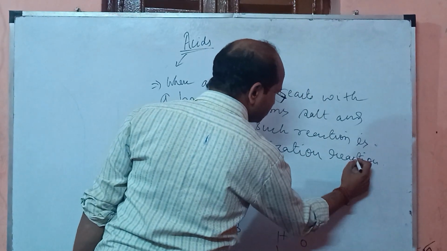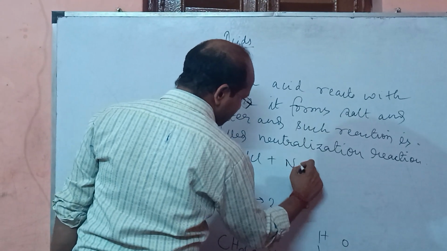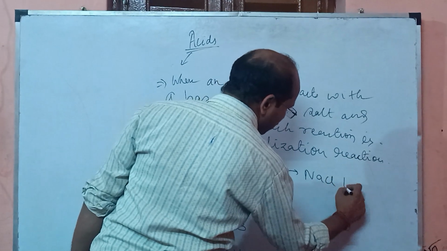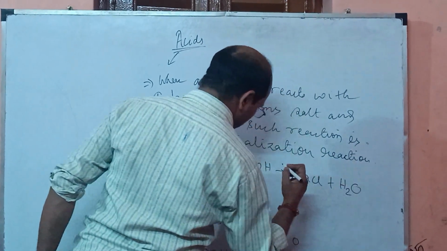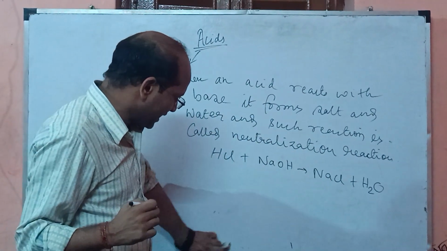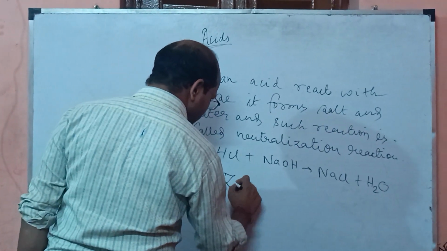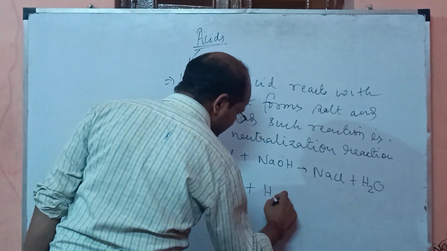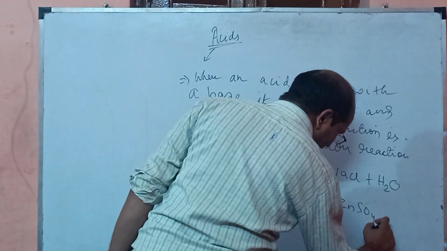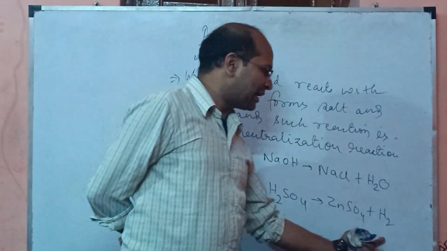Suppose we are taking an acid HCl and a base NaOH. They will react with each other, forming NaCl, which is a salt, and water, that is H2O. Now the next case is what happens when acid reacts with metals. Suppose we have taken a metal like zinc and an acid, sulfuric acid. It will give zinc sulfate, which is a salt, and hydrogen gas will be liberated. So whenever an acid reacts with a metal, we get hydrogen gas.